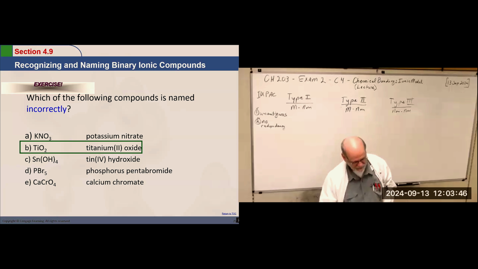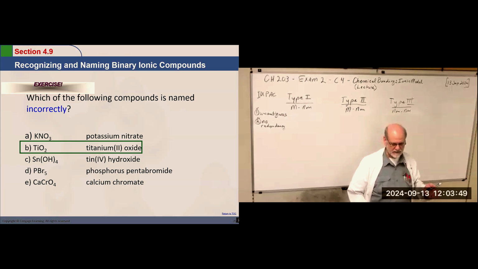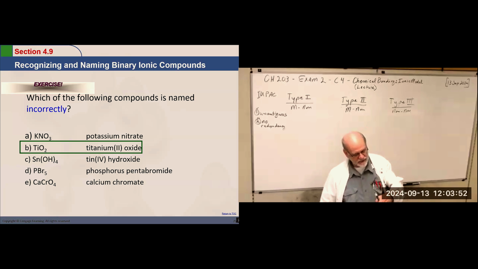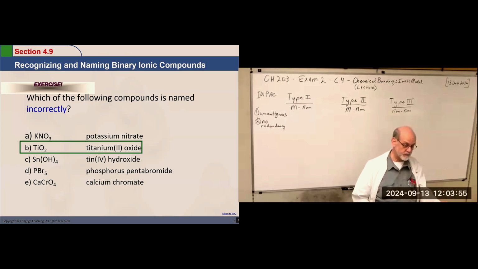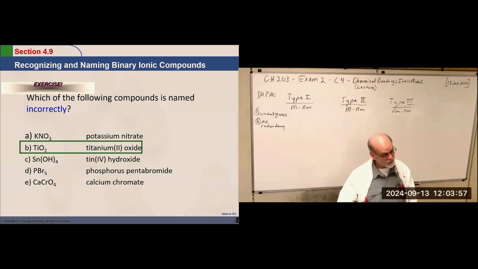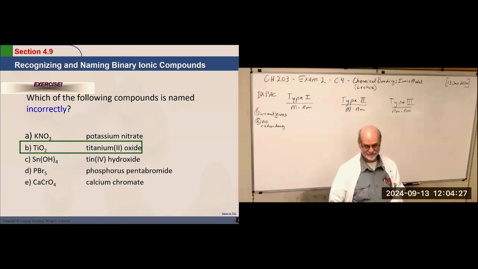Now the next one: hydroxides are all -1. If we have 4 hydroxides, that means tin has to be a +4 to balance those 4 minuses. And tin(IV) hydroxide is correct. Tin is not a transition metal, but it's over underneath. See the Sn? It has multiple charges available. Tin(IV) hydroxide. And then PBr5, 2 nonmetals. Right? So we use the type 3 convention: phosphorus pentabromide. Okay.